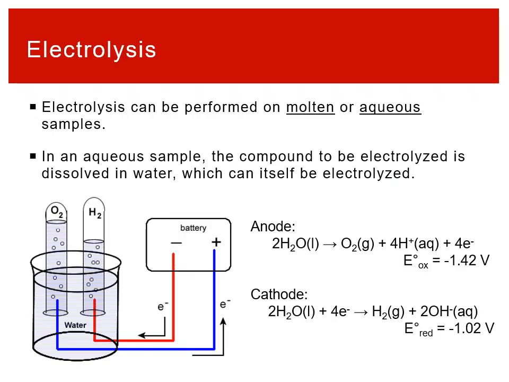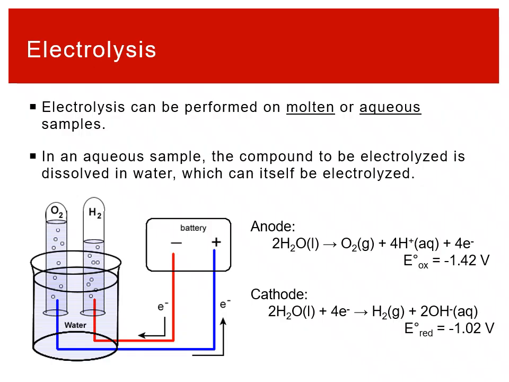Outside of molten electrolysis, we can also do aqueous electrolysis, in which case we would dissolve, say, our salt or whatever into water and then apply the potential. So this is more common because you don't have to, say, melt a salt. You're not working at, say, thousands of degrees Kelvin.